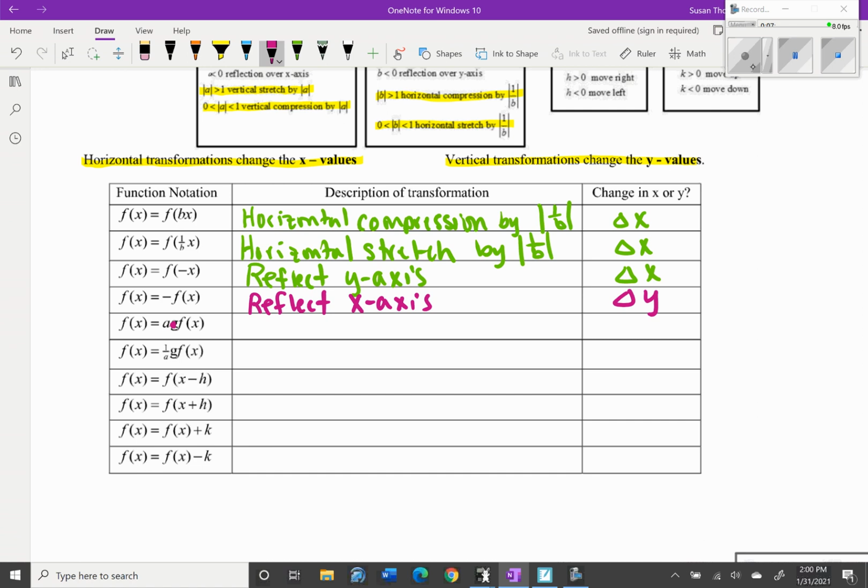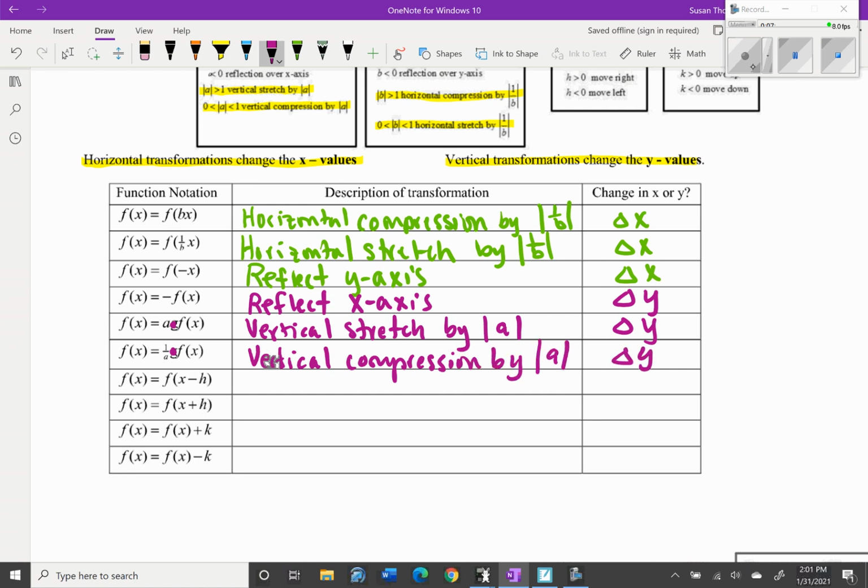So that's just multiplied. So a times f of x. So that a is going to be a vertical stretch by the absolute value of a. So again, we're changing our y's. So again, that's supposed to be a multiplication sign right there. So for this next one, we have a vertical compression by the absolute value of a. So again, changing your y.